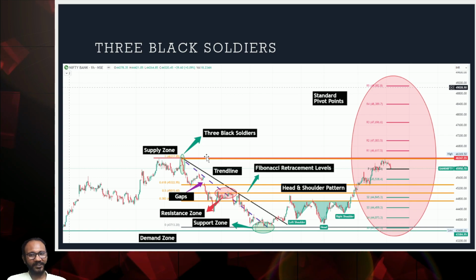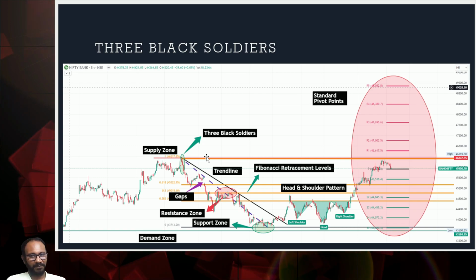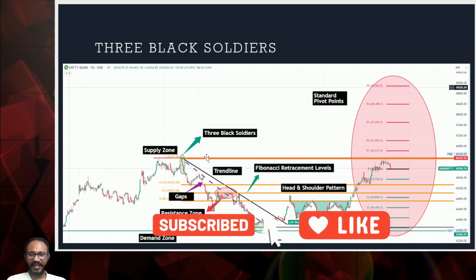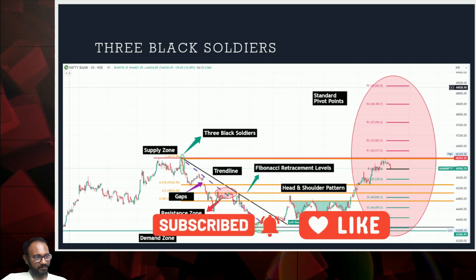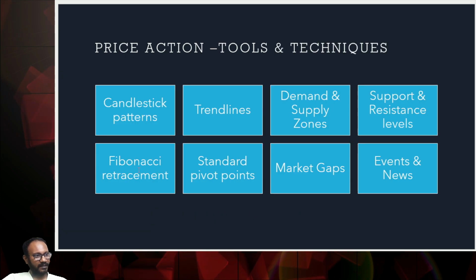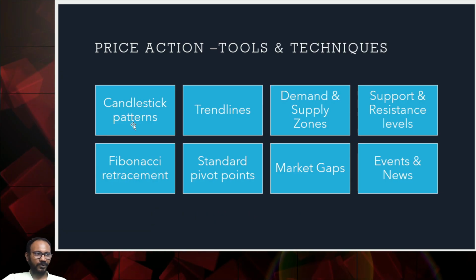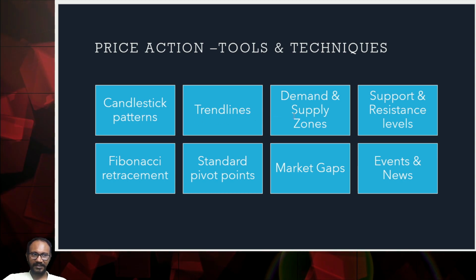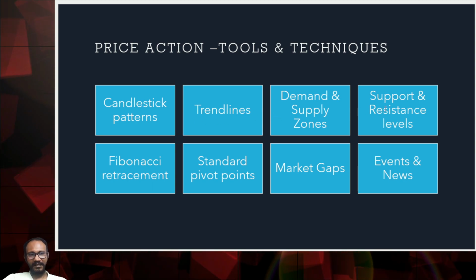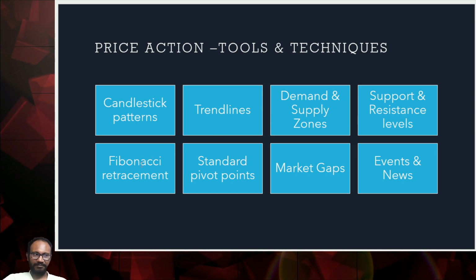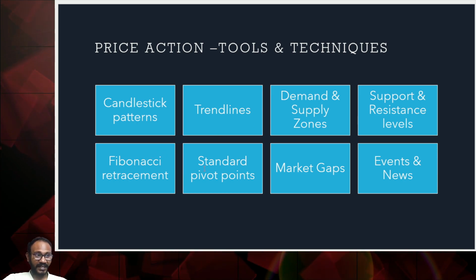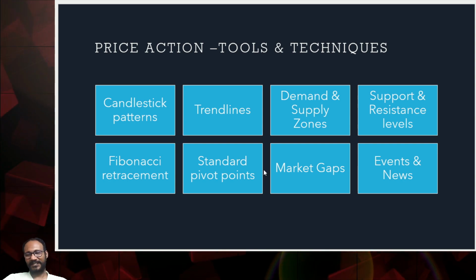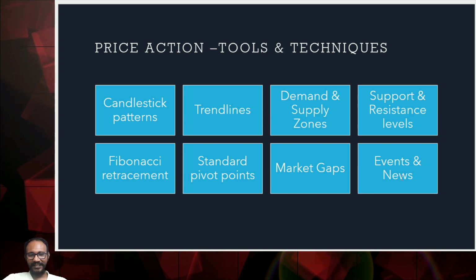And the stronger the view is, the more fierce the direction is going to be on that particular side, right? So, in a nutshell, it is a combination of all of these elements: candlestick patterns, trend lines, demand and supply zone, support and resistance levels, Fibonacci retracement, standard pivot points, market gaps. Now, one thing that is excluded here is events and news.